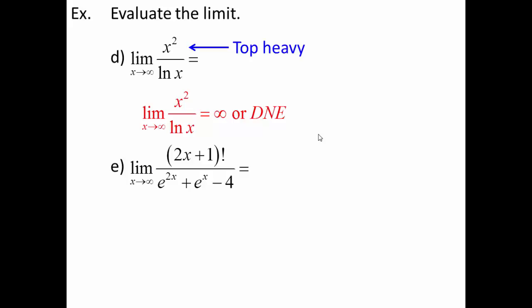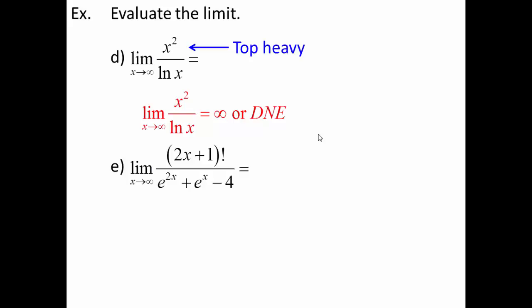Now the next one may look a little bit more complicated, but we're going to see in just a second that in fact it's just as easy as all the other ones. In this case, we have a combination of functions. On top, it's a factorial function, but that factorial function is actually the combination of a linear function and a constant function. On the bottom, I'm adding two exponential functions and then subtracting a constant function. So how does all this adding and subtracting affect my situation?